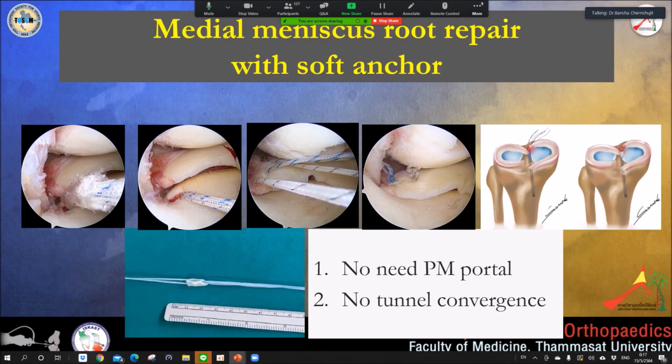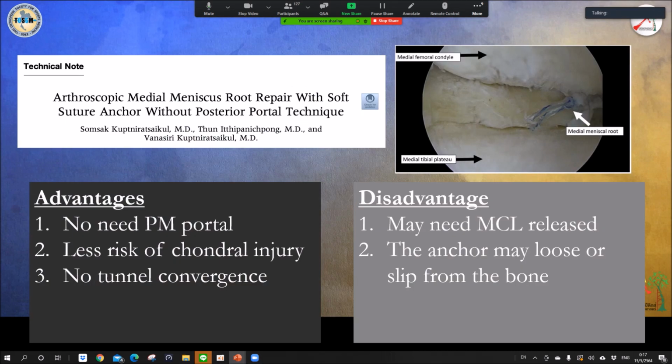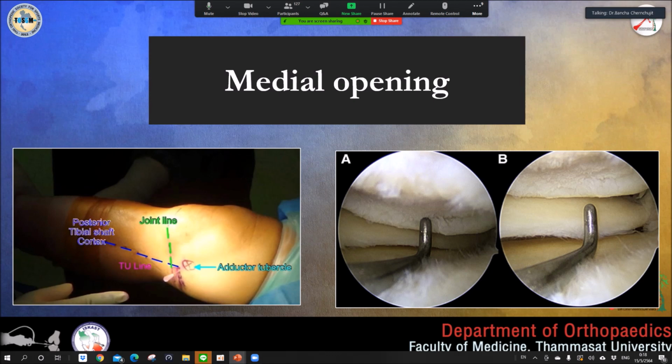Okay, this is the new way using the soft anchor. Okay, you don't need the tunnel. That was proposed by Dr. Somsak, okay, from Thailand, and Dr. Tan. He used the flexible soft anchor for the repair, okay, and the result is pretty good. But some disadvantage is that they could lose or slip from the bone, okay, and need to do MCL release.